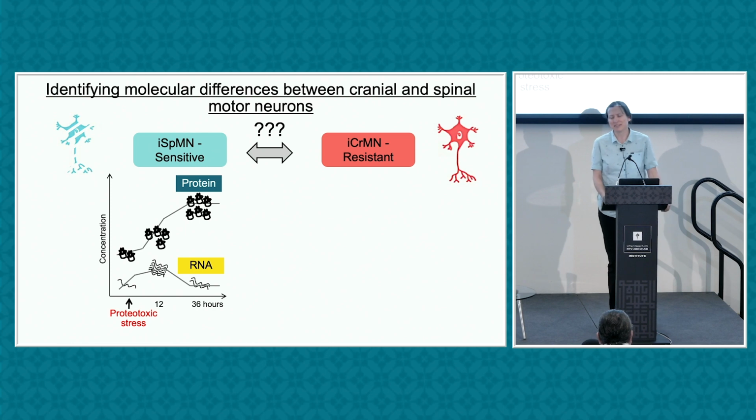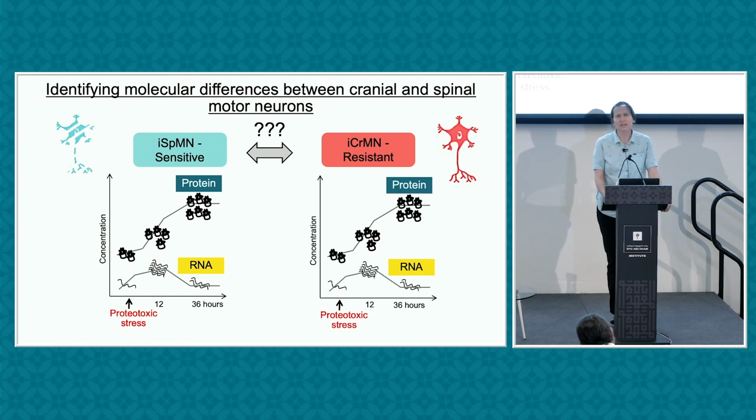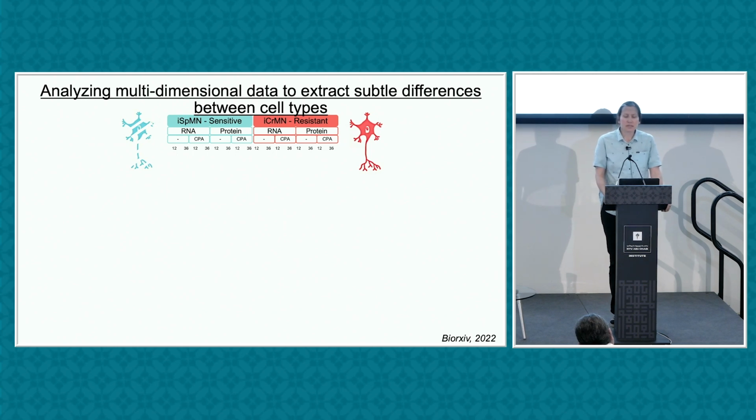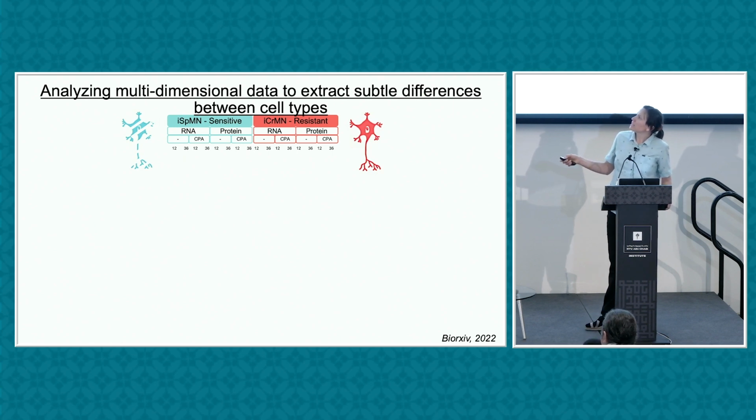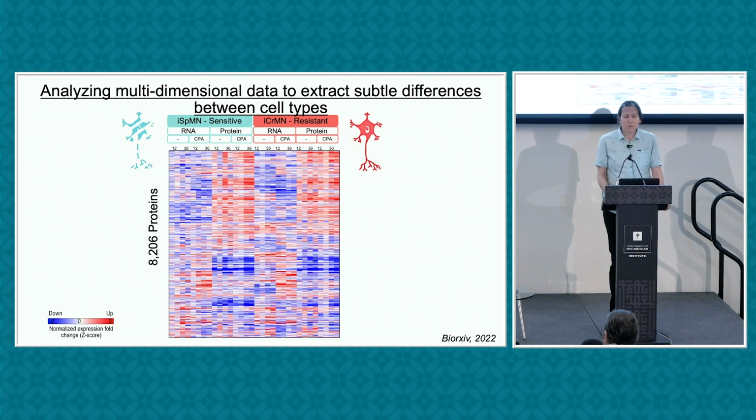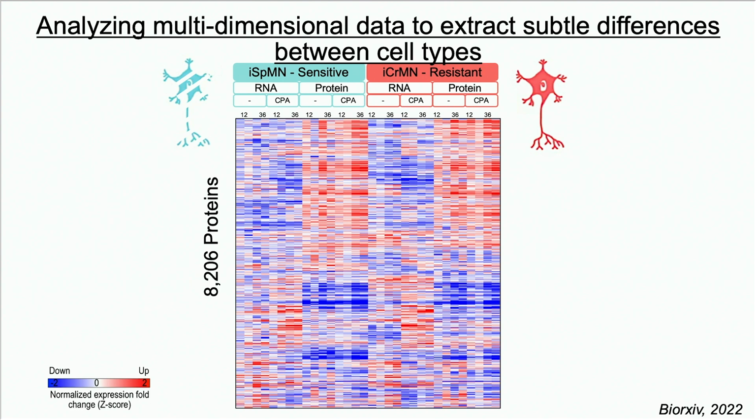We only collected RNA and protein data, but this time for the two cell types in parallel. And so the data set that I'll show you in a second now has this additional dimension where you see one cell type on the left, the spinal motor neurons, and then one cell type on the right, the cranial motor neurons. You see RNA and protein data. You see no stress, 12 and 36 hours. And again, we conducted the experiment in replicate. We were able to collect complete data for over 8,200 genes, and that's shown here.